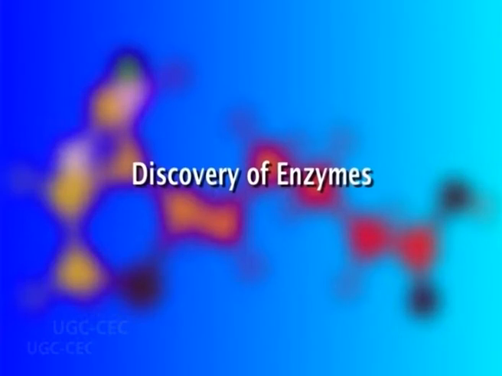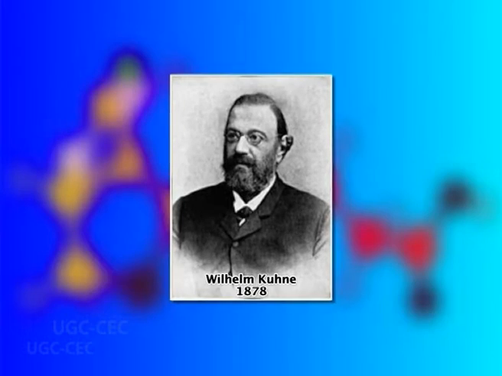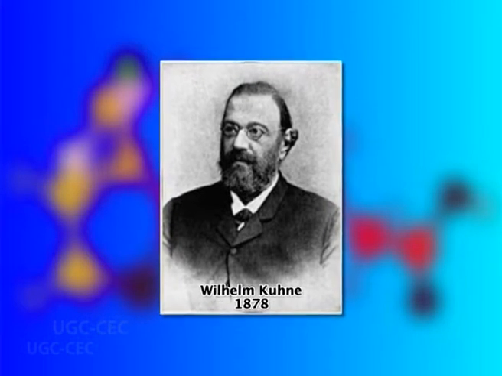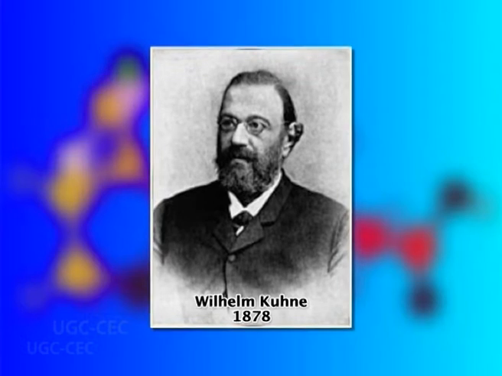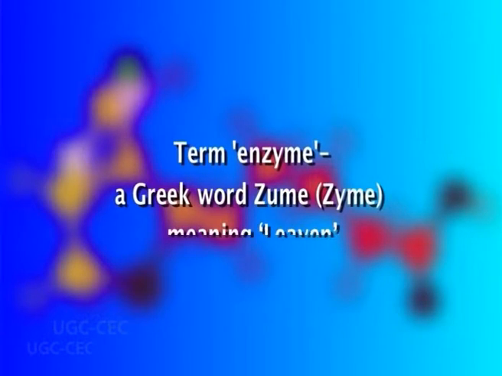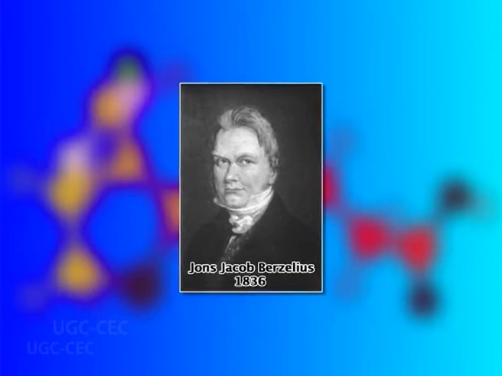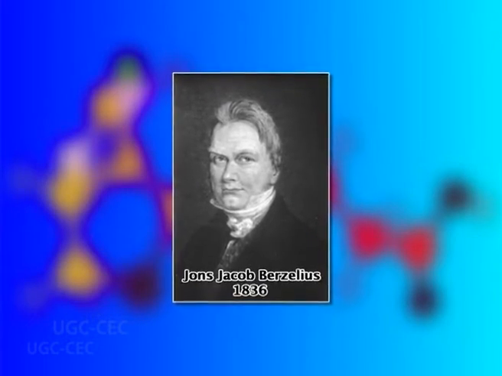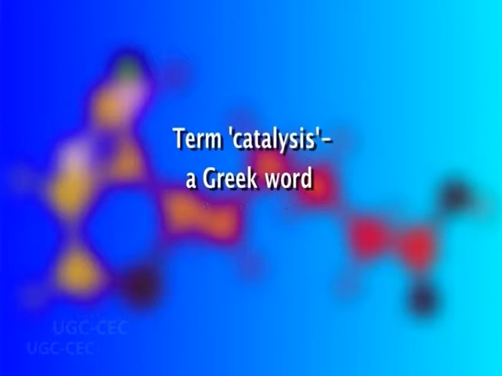The discovery of enzymes can be traced back to the 19th century. The term enzyme was introduced by Kuhne in 1878. It is taken from the Greek word zyme, meaning leaven. Enzymes are the principles found in leaven. The first observation was carried out on vegetable and animal cell-free extracts. Berzelius in 1836 coined the term catalysis, which in Greek means to dissolve.